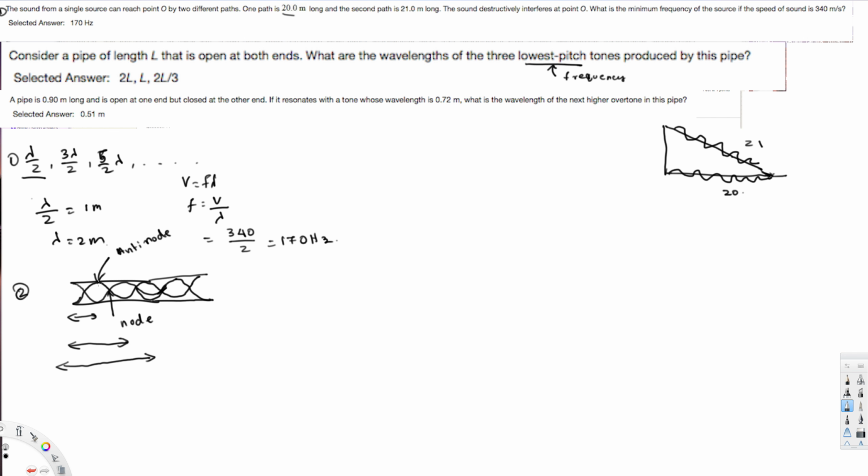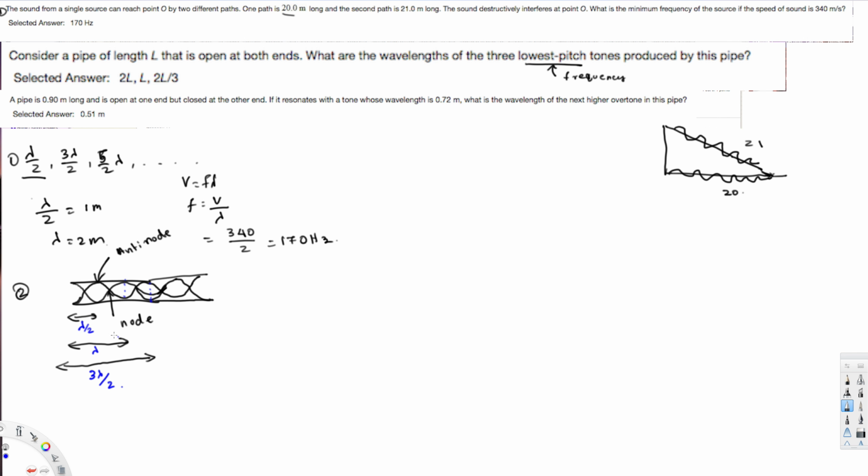First of all, what is the wavelength for this one? This distance is lambda by 2. This one, in the middle, is going to be lambda. And from here to here, one full wave and a half wave, so 3 lambda by 2.